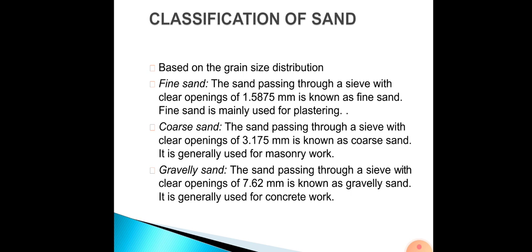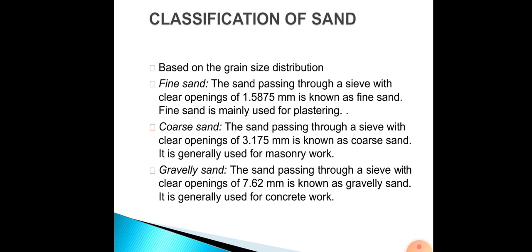Now coming to the classification of sand, normally we classify sand based on its size as fine sand, coarse sand and gravelly sand. A sieve is that round apparatus using which we sieve materials, isn't it? Whenever a sieve size of 1.5875 millimeter is used, all the sand which passes through it we call fine sand.